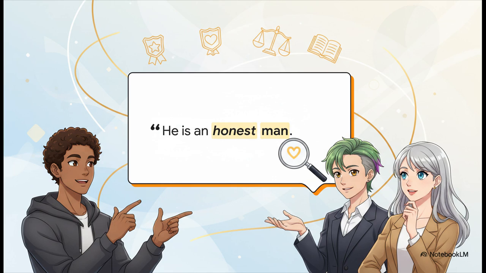It answers that really basic question, what kind is it? So take this example. The word honest tells us about the man's character. See, it's not describing his height or what he's wearing, it's describing the quality of him as a person. And notice how that single word immediately sets this serious, respectful tone? That's the adjective of quality doing its job.